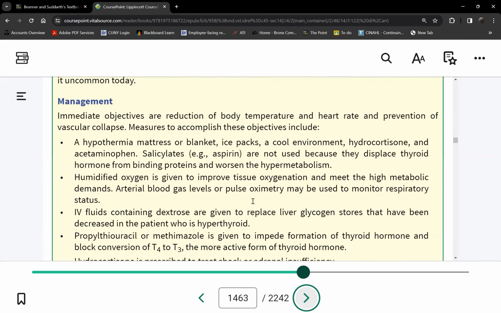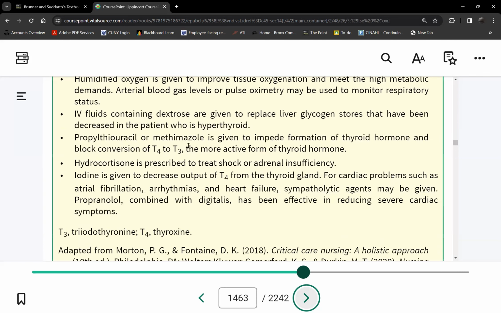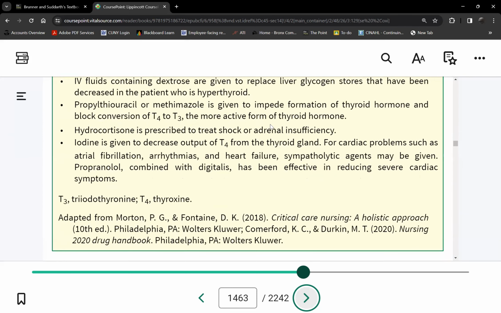So here's your management. After notifying the physician, these are your interventions. The temperature will be managed with, of course, cooling blankets, and give oxygen to improve circulation to the brain, and dextrose. These two drugs here, PTU, propylthiouracil, or methimazole. These are the two thionamides. We will get to them separately later. Hydrocortisone here is given to treat shock or adrenal insufficiency.